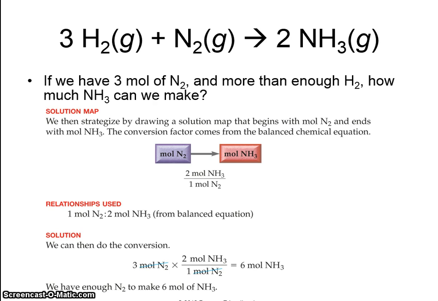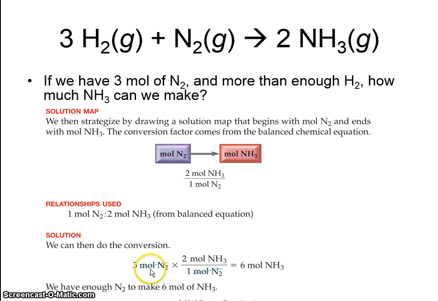So if we have 3 moles of nitrogen and more than enough hydrogen, how many moles of ammonia gas can we make? Well, we know there's a relationship, shown here when we put our solution map together, of 2 moles of ammonia to 1 mole of nitrogen.